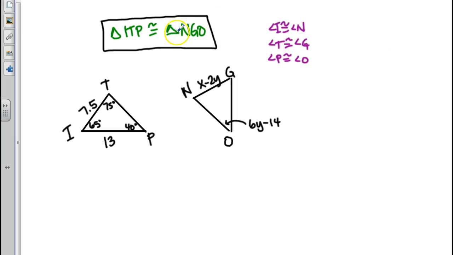All right, now let's move to corresponding parts. We take these by twos. So side IT is congruent to side NG. All right, then we'll take TP and GO. Side, oop, I put an angle there, didn't I? Let me redo that real quick, okay?